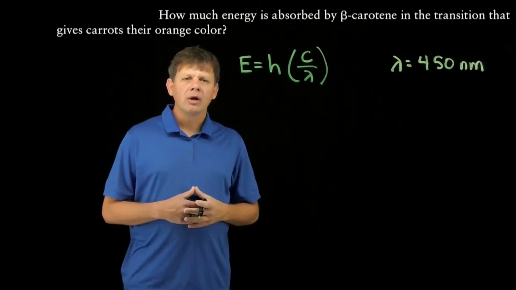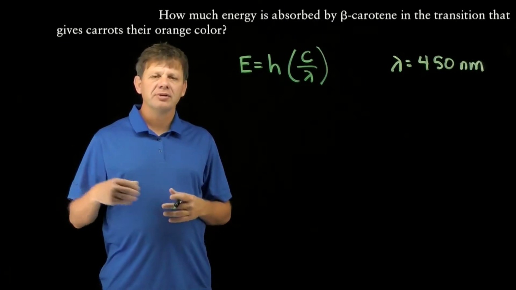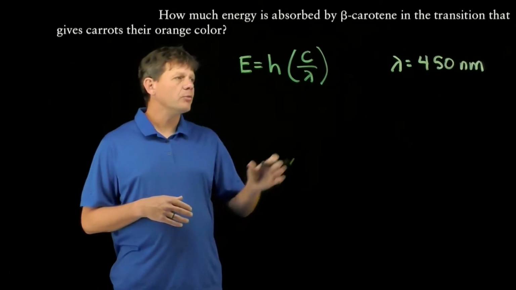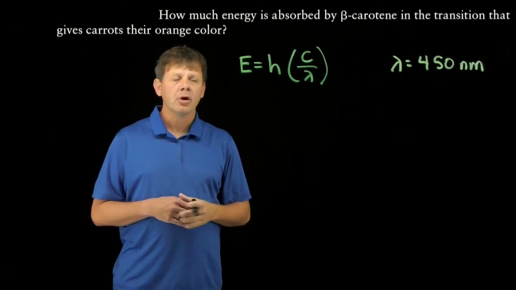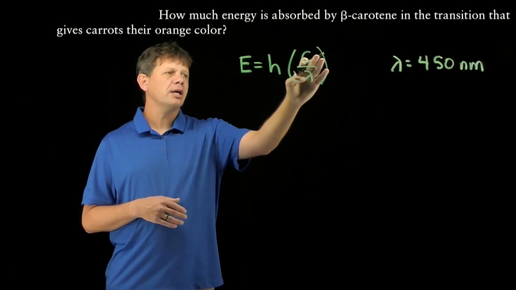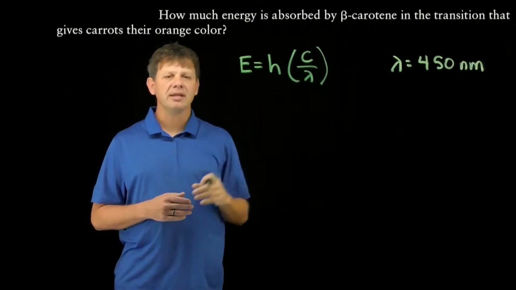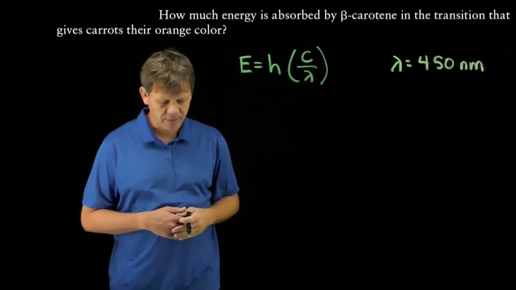In this assessment, we're asked about the energy that's absorbed by beta carotene in the transition that gives carrots their orange color. Because we're given a wavelength of 450 nanometers, we're going to use this version of the energy equation, where E equals h times c over lambda. h is Planck's constant, c is the speed of light, and lambda is our wavelength.